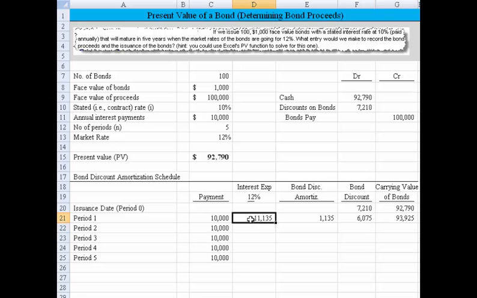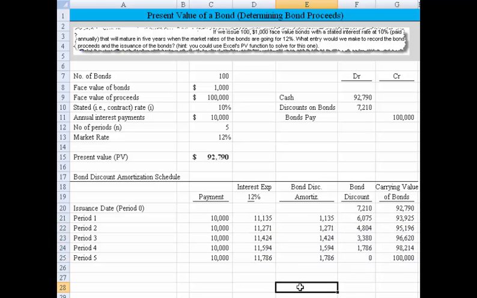Okay, once we have that, we can simply copy this cell. Let me just format that down, copy the formulas down, and what you see is by the end of the term, the bond discount goes away to 0, and the carrying value of the bonds goes to 100,000. Okay, that's just a brief look at how you would use Excel's present value to determine the proceeds of a bond issuance, how you'd make the entry, and how you could use an amortization schedule to help you make the periodic entries that you'll need to make to record interest expense. Thanks, everyone.